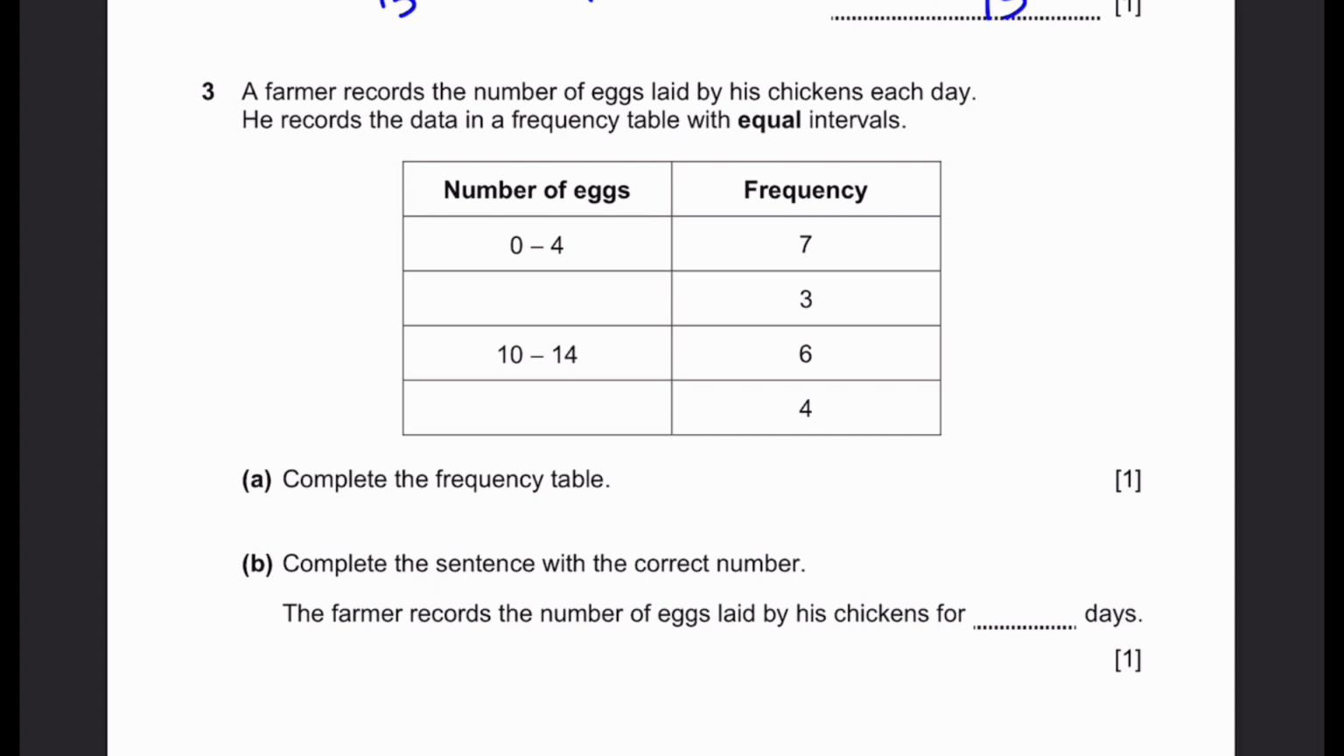So each one has a number of eggs 0 to 4, which means there's a distance of 4. 10 to 14, also a distance of 4. In the middle of these two, there's 5 to 9. And after 10 to 14, there's 15 to 19.